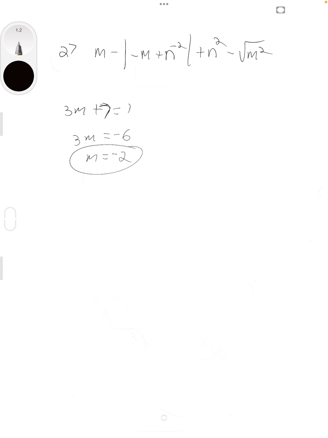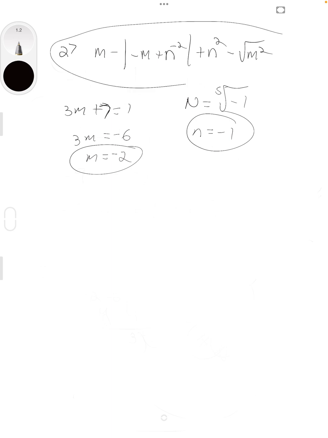Okay, 27. m minus the absolute value of negative m, plus n to the negative 2, plus n squared minus the square root of m squared. The idea is to evaluate it if 3m plus 7 equals 1. So what's m? 3m equals, subtract 7 from both sides, negative 6. m equals negative 2. And it says if n is the 5th root of negative 1, well, what times what times what times what times what is negative 1? Well, n is equal to negative 1. So evaluate this if this is true.